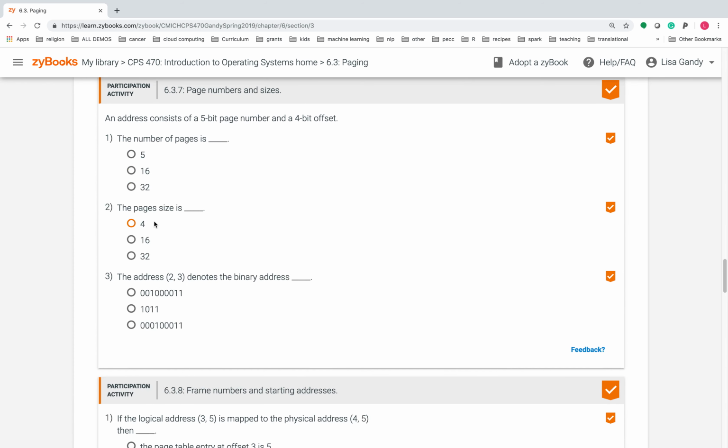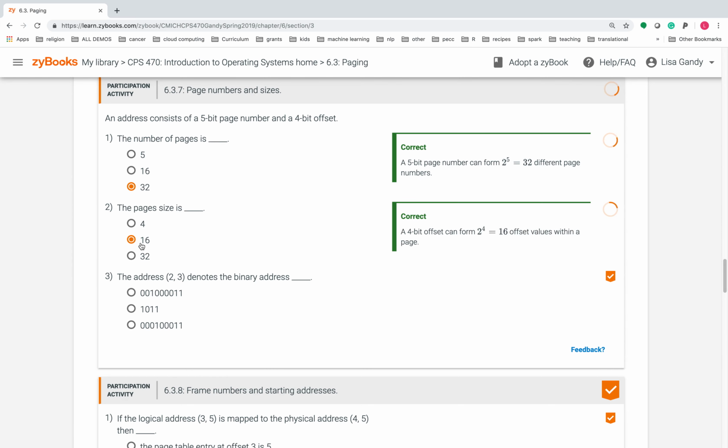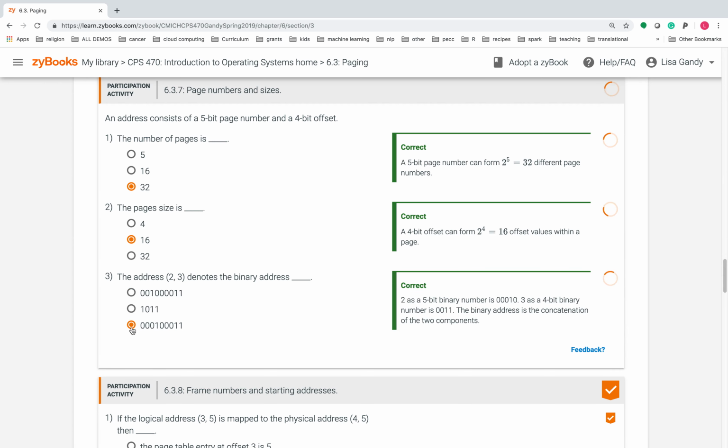Okay, so let's look at this. So an address with a 4-bit offset. Okay. So the number of pages is going to be 2 to the 5th power. And the size is going to be 2 to the 4th power. And then the address 2-3. So let's find 2 and 3. So this should be it. Oops. Oh, forgot my binary for a minute. Sorry. Because it's 5-bit. So excuse me for that. I forgot our 5 and 4.